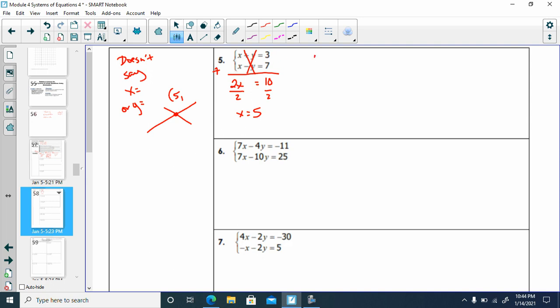Let's find our y value. To get the y value, substitute into one of the equations. This one says x plus y is equal to 3. Let's plug our x in. 5 plus y is equal to 3. Subtract 5 from each side, and y is equal to negative 2. My coordinates are 5, negative 2. Okay?